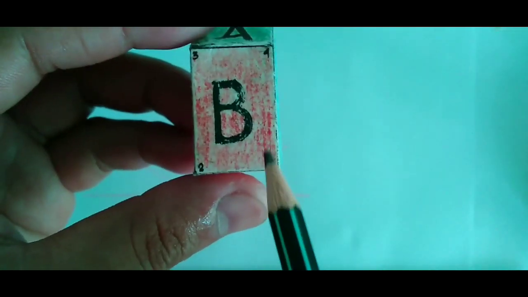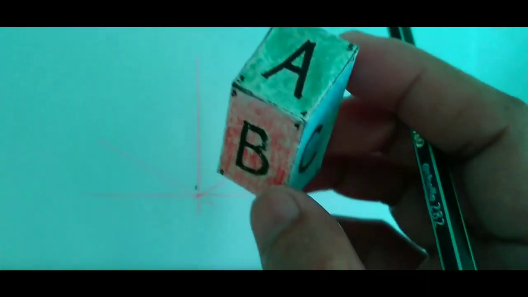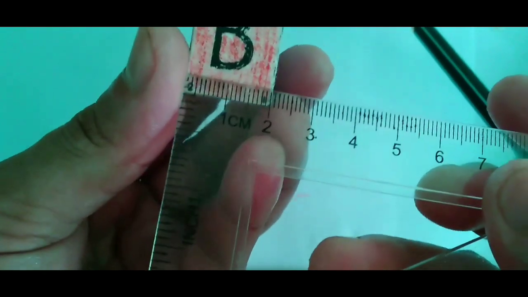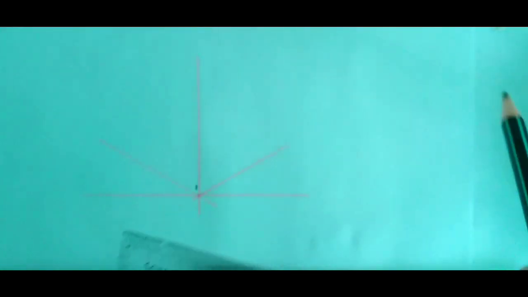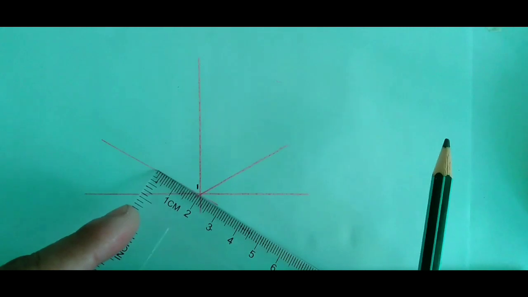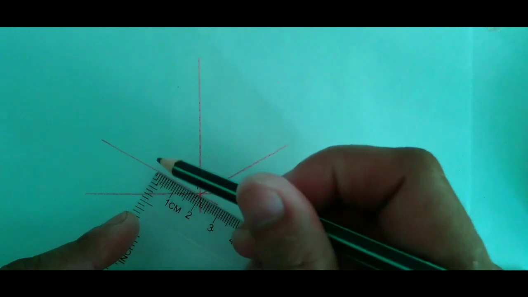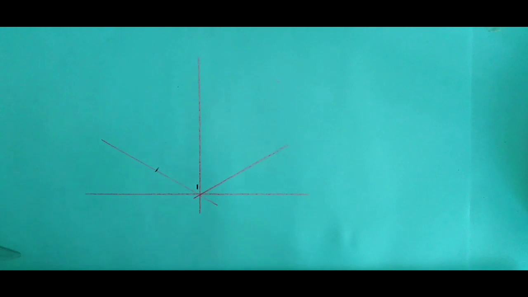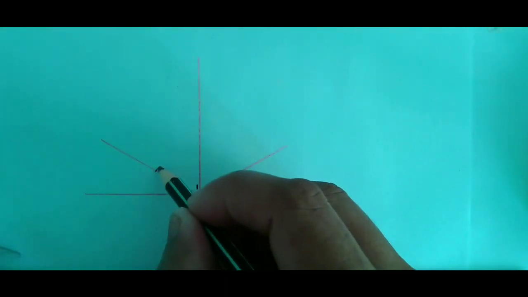Then, get the distance or measurement from point 1 to point 2. The distance between point 1 and point 2 is 2 centimeters. We're going to plot it in our left 30 degrees cross axis. Then, label it as point 2.